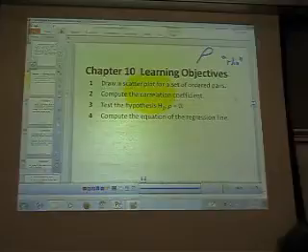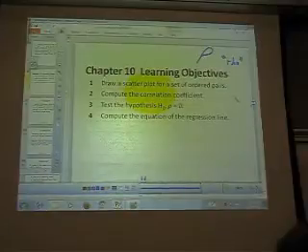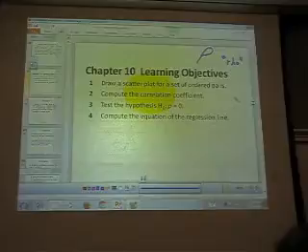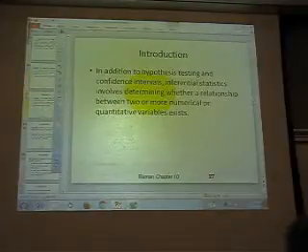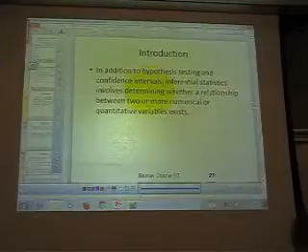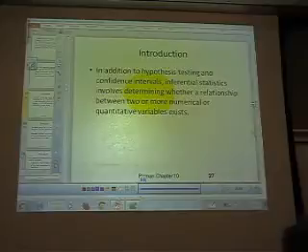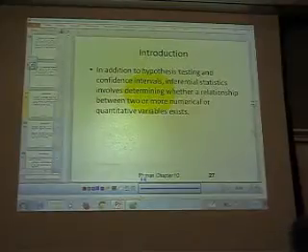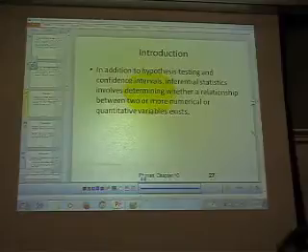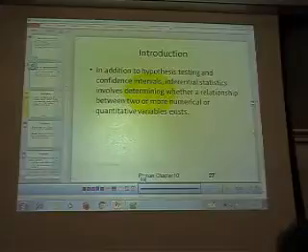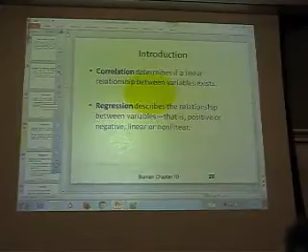Okay, keep going. Compute the equation of the regression. Good. All right, so Simran volunteered. Go ahead and read, Simran. In addition to hypothesis testing and confidence intervals, inferential statistics involves determining whether a relationship between two or more numerical or quantitative variables exists. Right. Now we're trying to figure out in this chapter whether there's a relationship between two or more variables.